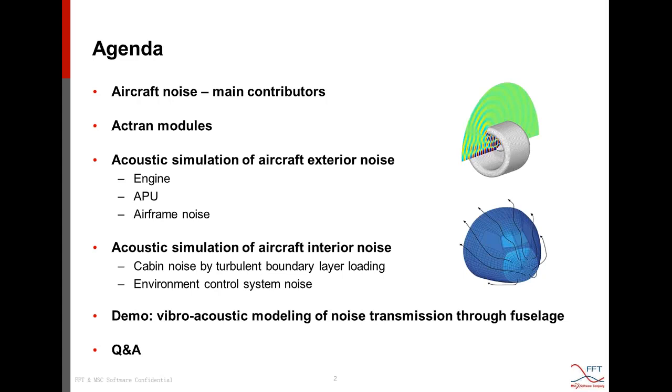For the interior noise, we have contributions from the turbulent boundary layer, which is causing noise in the cabin or in the cockpit, and also noise from the environmental control system, etc. And after the PPT presentation, I will give a short demo on a vibro-acoustic model of noise transmission from outside the fuselage into the fuselage and into the cabin. And then this demo will be followed by a Q&A session.